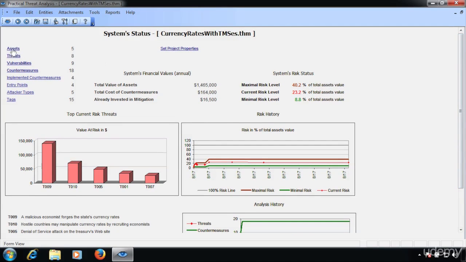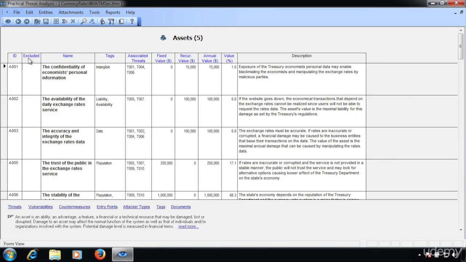Now, we're going to go see our assets. In any risk assessment project, you have your assets, you have your threats, and you have your vulnerabilities. These are the main project entries. Based on these entries, you can define the countermeasures, implementations, and so on. Let's go ahead and take a look at the assets.